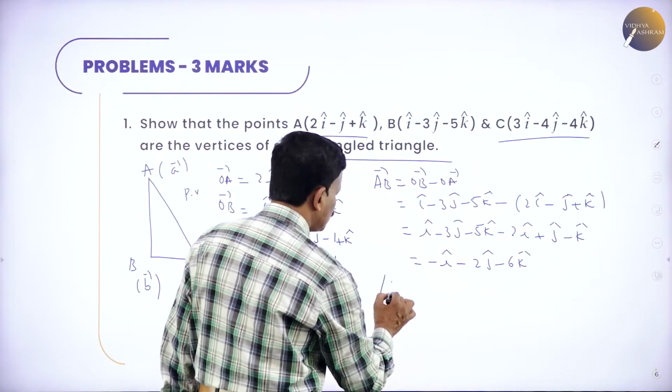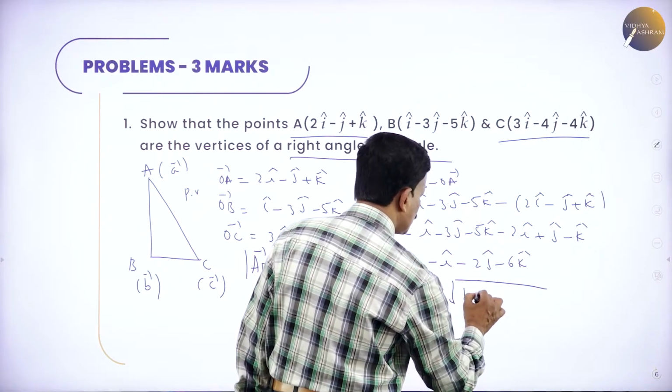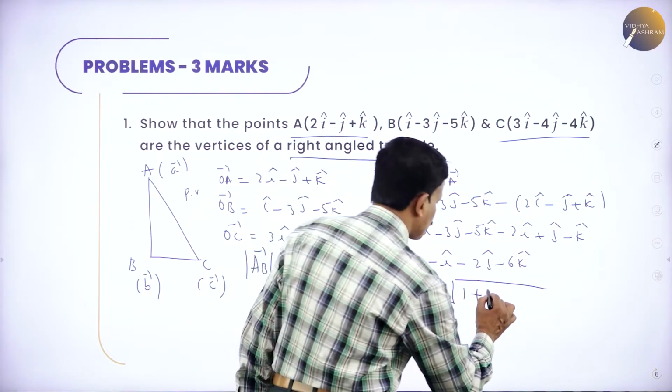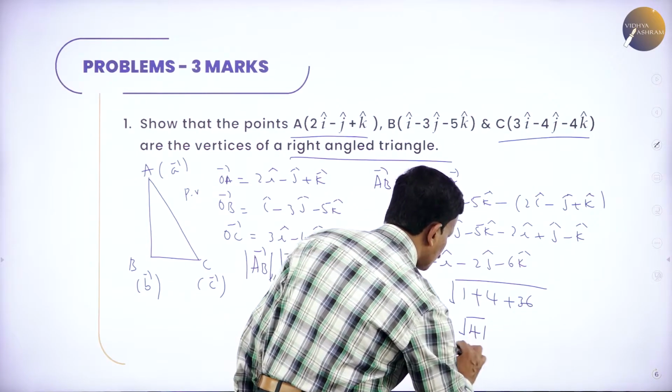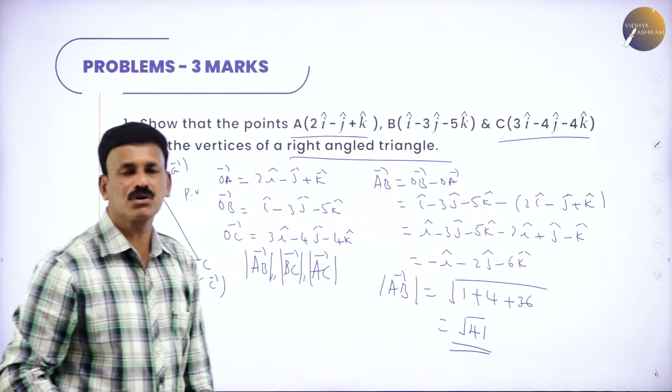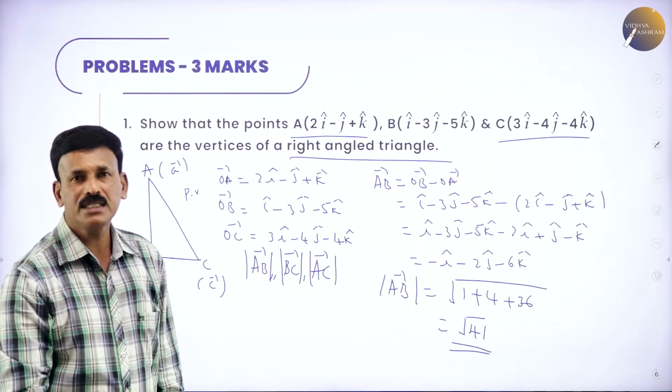Now find out the length of vector AB. AB is equal to root of 1 square is 1, plus 2 square is 4, plus 6 square is 36, that's equal to root 41. So length of AB is equal to root 41. Similarly, find out the lengths of BC and AC.